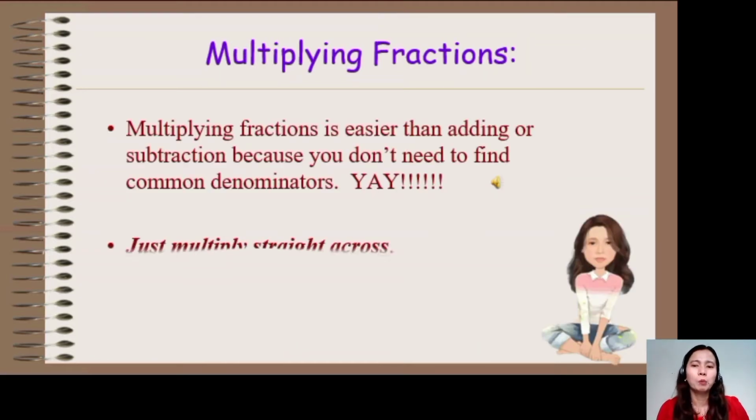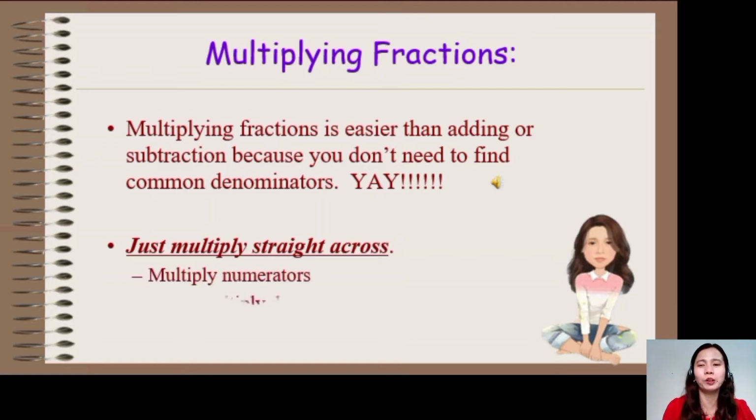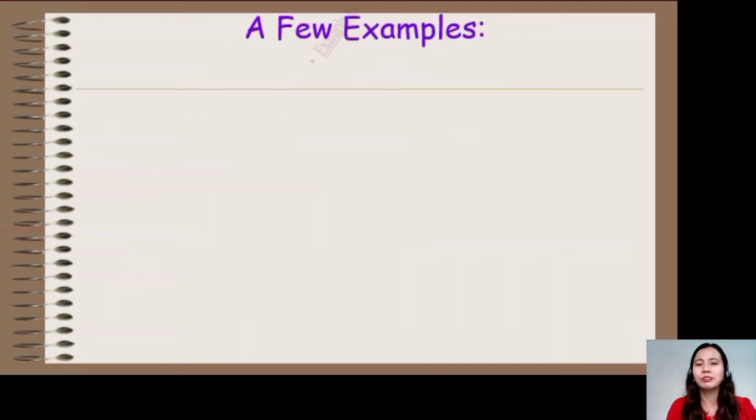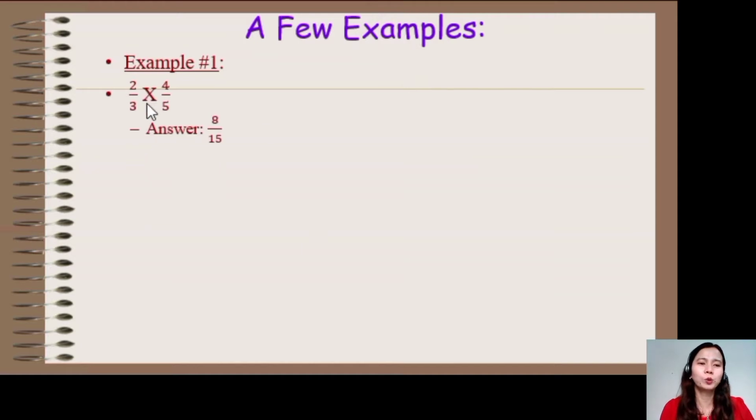Multiplying fractions is easier than adding or subtracting because you don't need to find the common denominators. So it doesn't matter whether the fractions are similar or dissimilar. Just multiply straight across. Multiply the numerators, then multiply the denominators. Let's have this example. As you can see, we have 2 over 3 times 4 over 5. So multiply numerator to numerator, that is 8. Then 3 times 5, 15.